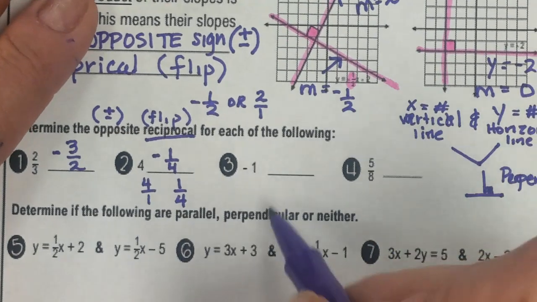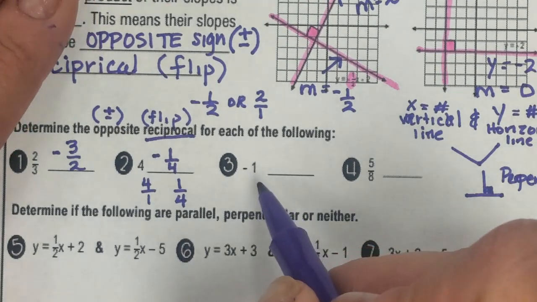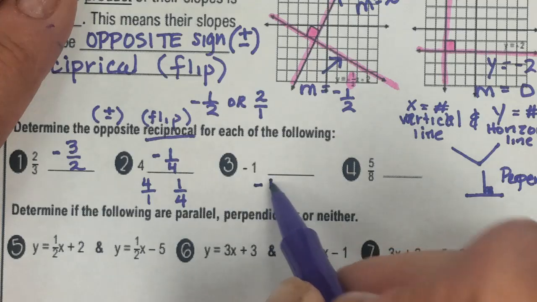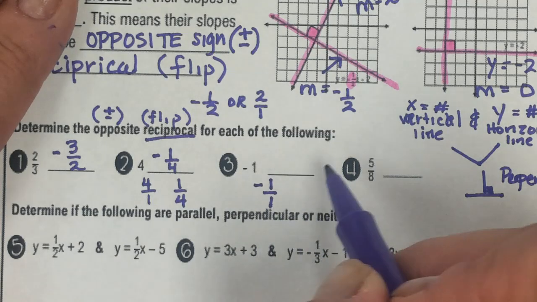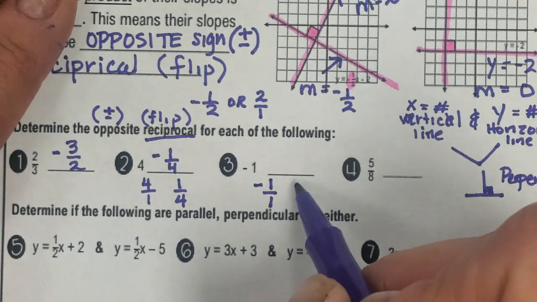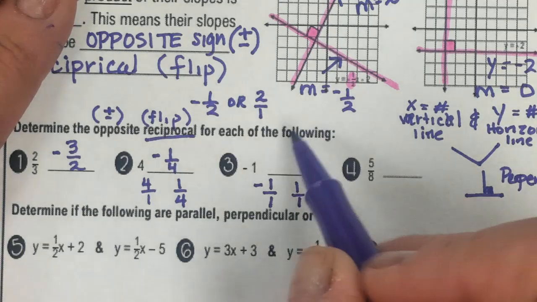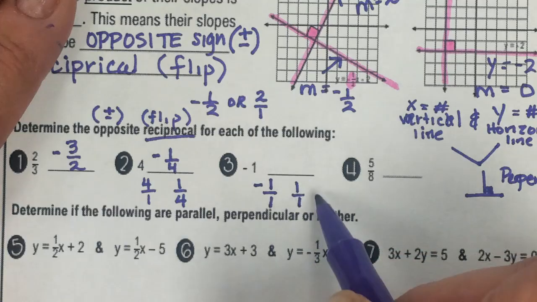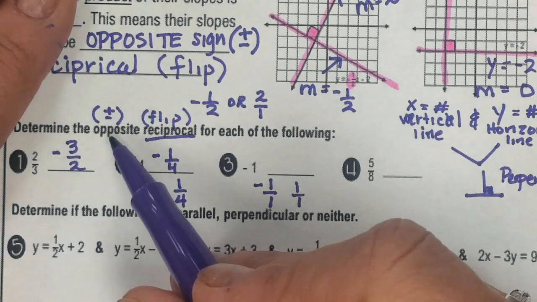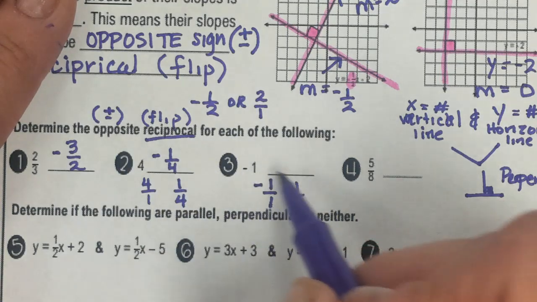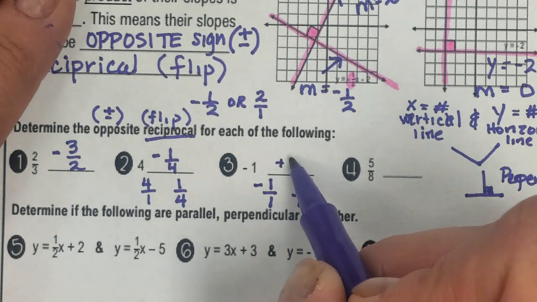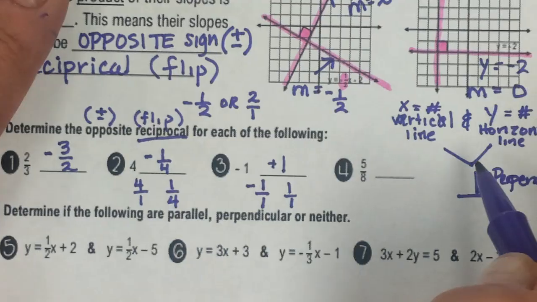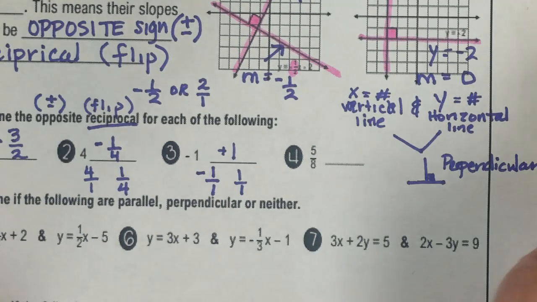Okay, next. This is -1. Remember, -1 is the same as saying -1 over 1. So really, we can't really flip it. I mean, we can, but it's no big deal. It's still 1 over 1. The only thing different that's going to happen is it's going to be opposite. So this one's negative. I'm going to make this one positive. So this will be +1. All right. So hopefully you'll stop the video right now and try to do number 4 on your own.